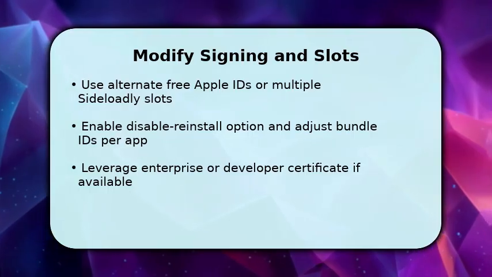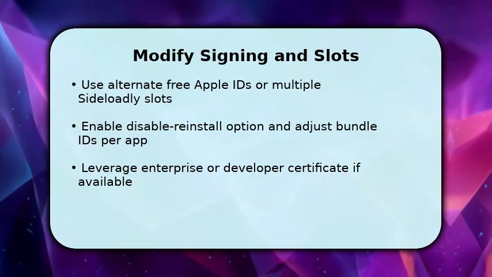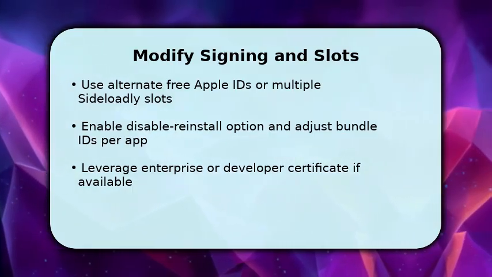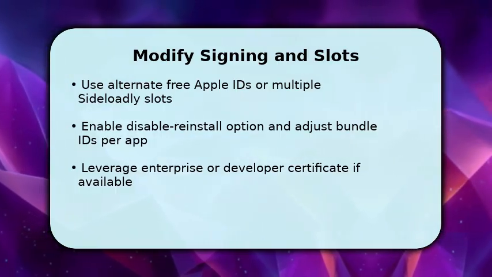First, add an alternate Apple ID in Sideloadly and create separate signing slots so apps don't share the same provisioning space. Then change each app's bundle ID slightly to avoid collisions. This step alone prevents overriding.